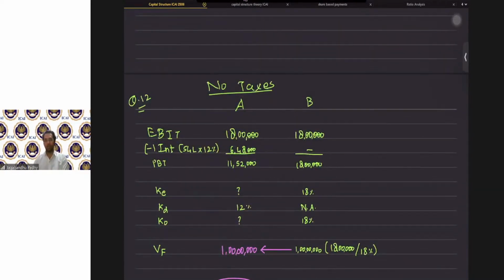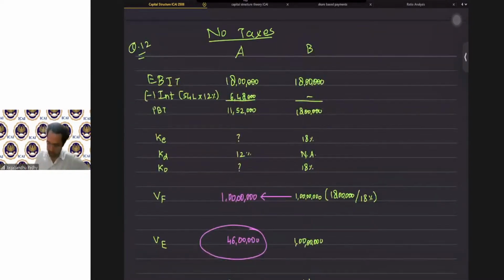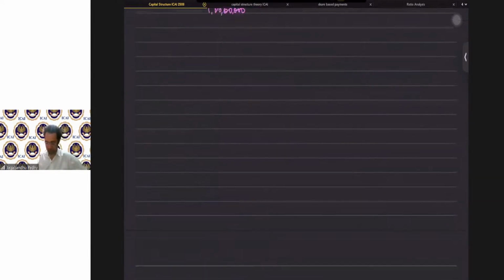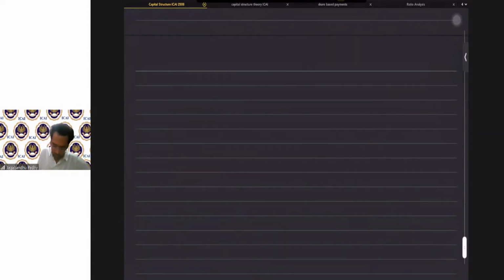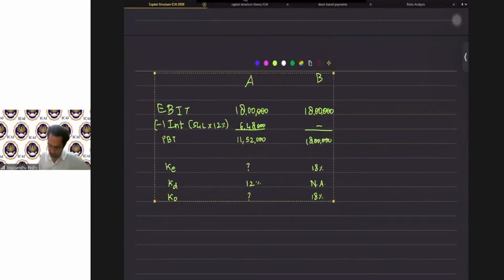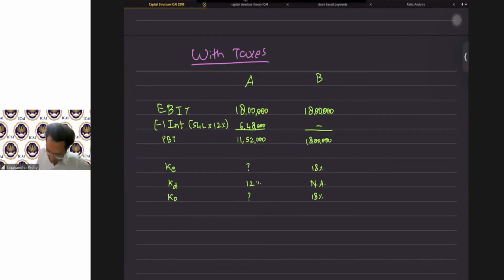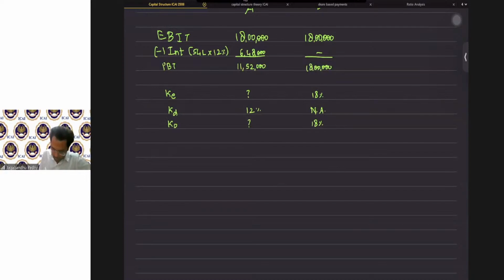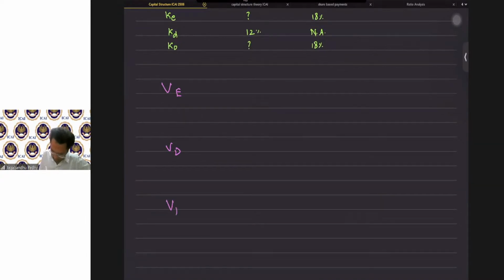But we know when taxes come into picture, the system changes. There are certain changes that take place. So let us look at a scenario when we have the taxes into the system. So when we have taxes, how do the numbers fare? Let's have a look. We are talking of with taxes, what is the scenario going to be? First up, value of equity, value of debt, and the value of the firm.